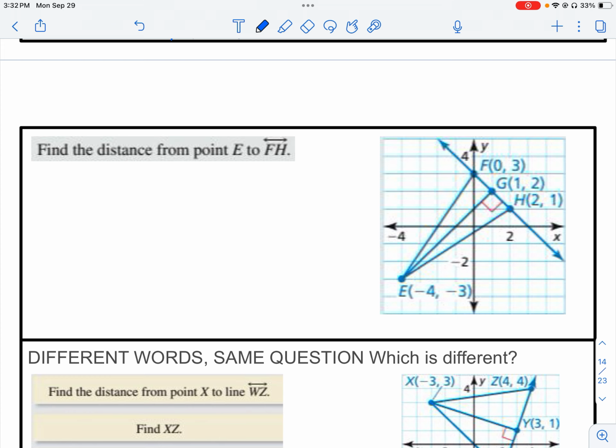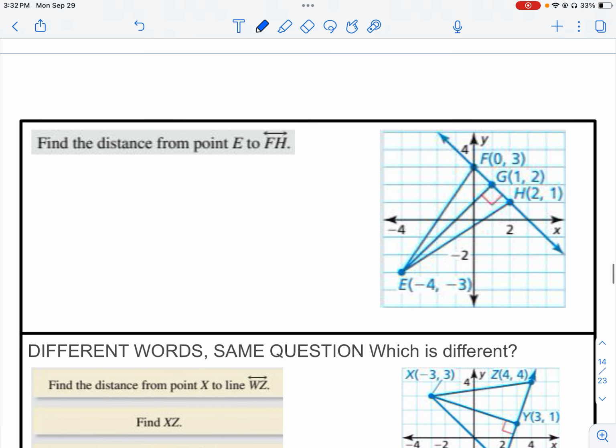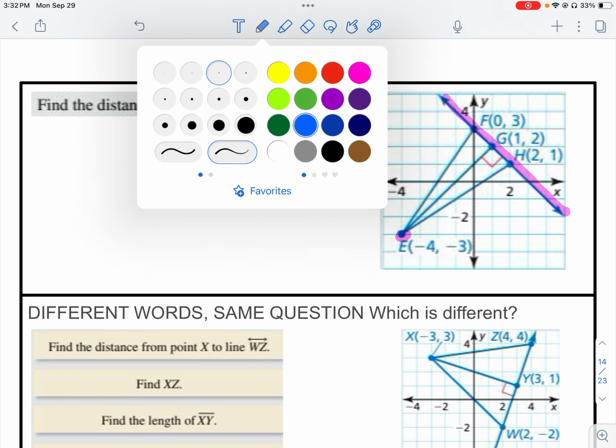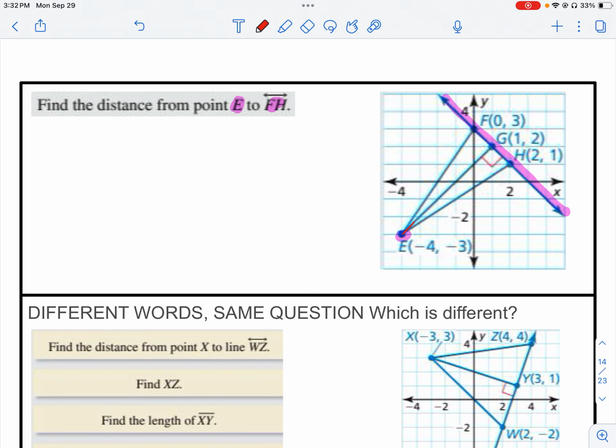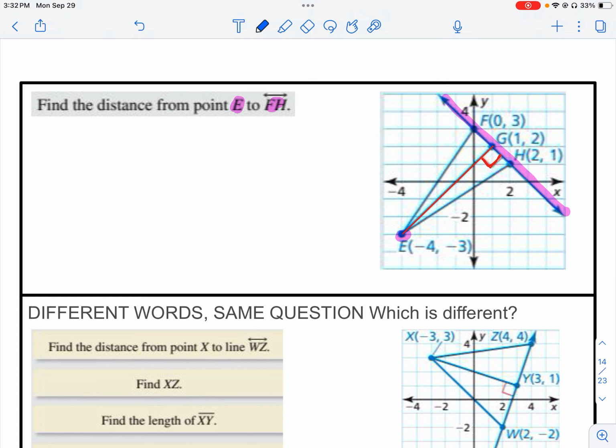All right, so let's do one more together, and then you can try some on your own. So let's find the distance from point E to line FH. Well, we recall that we always measure to perpendicular. Perpendicular means we create a right angle. So EG is what we're looking for.